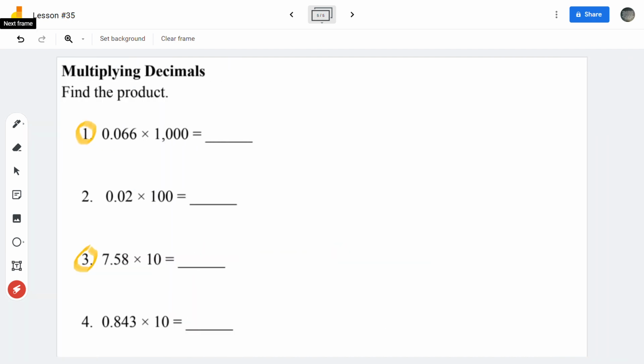Now the last section we're going to go over is how to multiply decimals, and we're going to be finding the product, and we're going to be doing 1 and 3. So we have 0.066 times 1,000, and to multiply decimals, you just have to multiply normally. So 0.066 times 1,000. After you place it on top of each other, all you have to do is multiply normally, like how we would usually do.